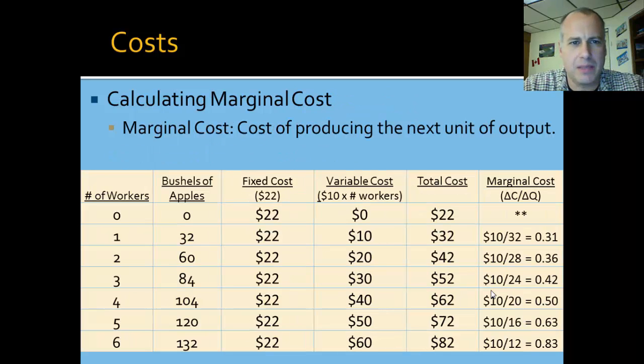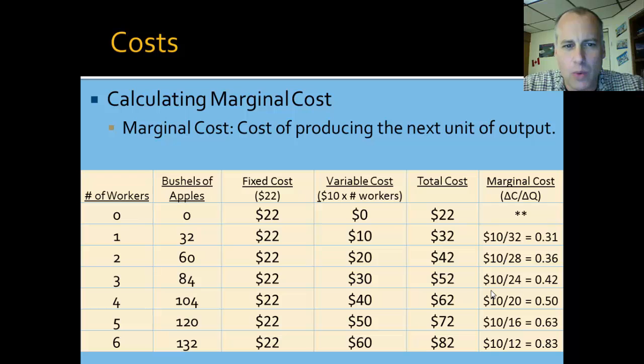Now we can think about the marginal cost of picking apples as well. To calculate marginal cost, what we want to do is compare the change in total cost with the change in output, the change in quantity. So when we hire the first worker, we go from picking 0 bushels to 32 bushels. In the column at the far right, we see that our costs have gone up by $10, and our quantity of apples has gone up by 32 bushels. So this means that our marginal cost is $0.31, or 31 cents per bushel.